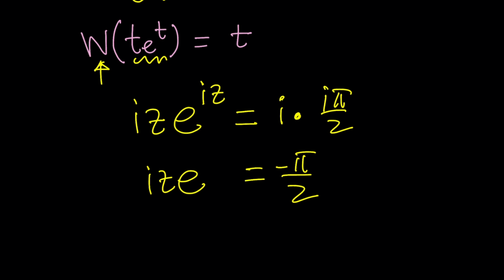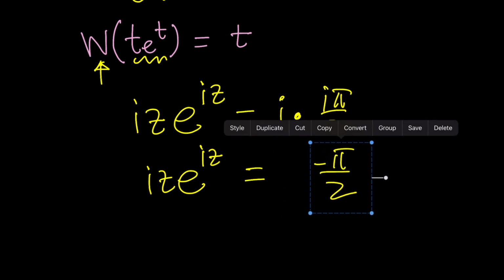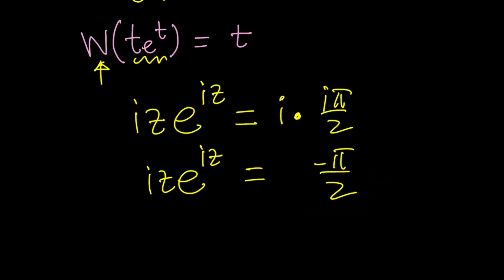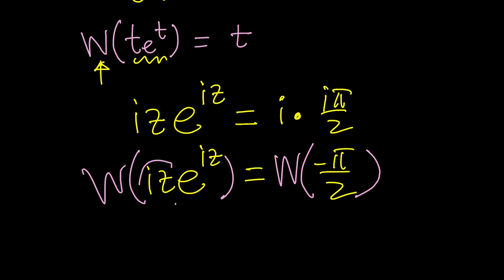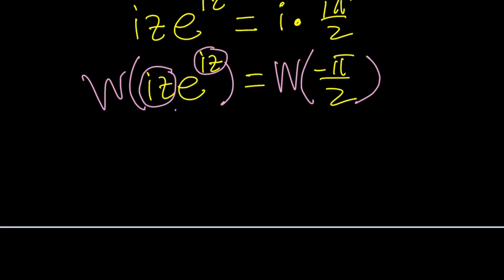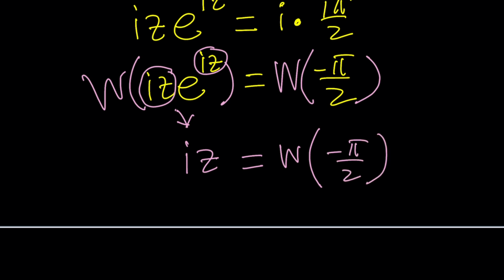And now this gives you iz times e to the iz. So let's go ahead and distance these a little bit because we're about to apply, ta-da-da-da, are you ready? Lambert's W function. Let's apply it on both sides. And when we do, we're supposed to be getting something nice from here because look at this. This is my t. So the result should be iz from here after applying Lambert. And then on the right-hand side, we have W of negative pi over 2. Here's the trick. How do you find W of negative pi over 2?